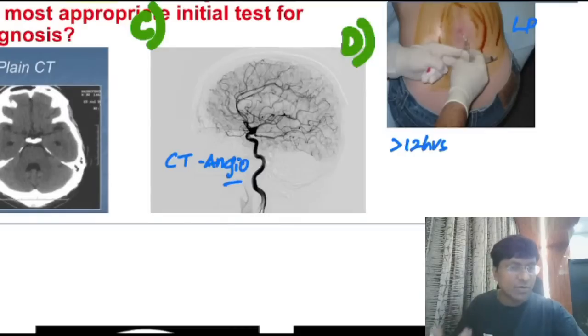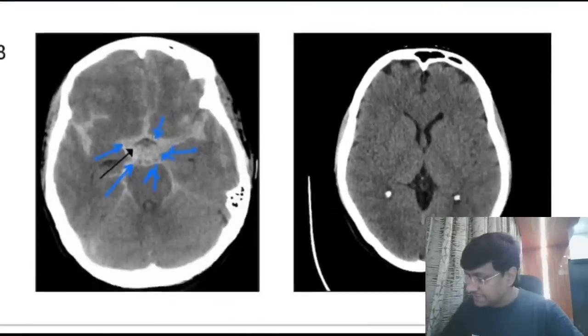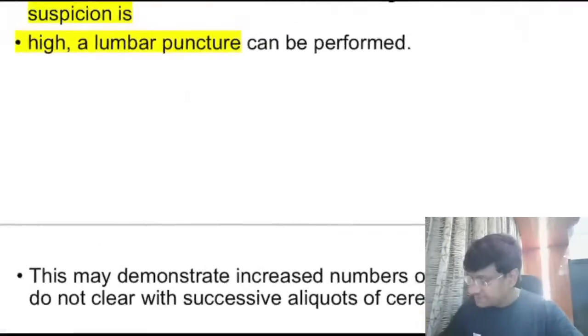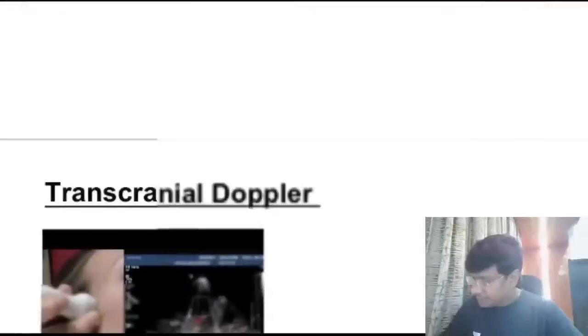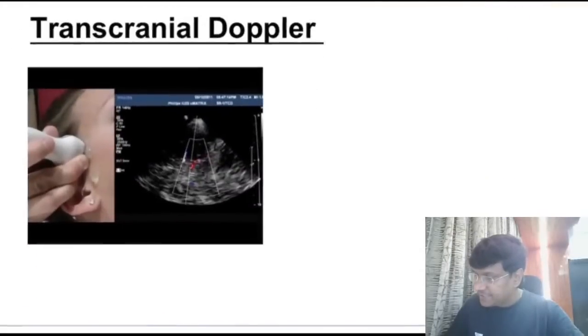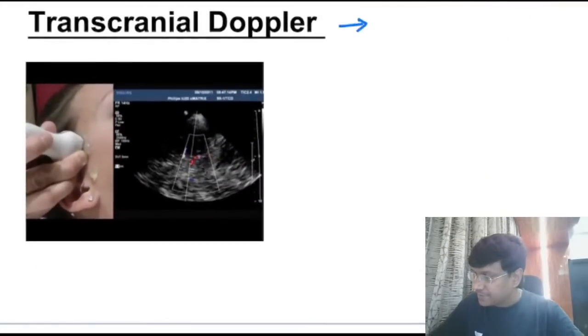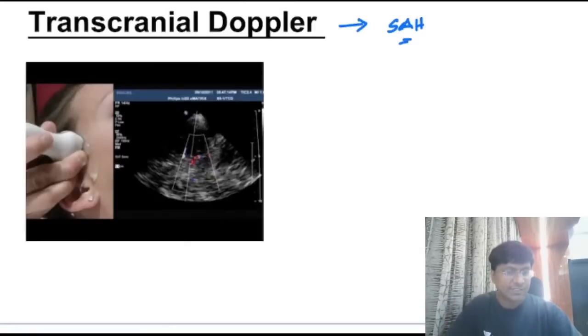Now, I'll show you one more important investigation in subarachnoid hemorrhage. Tell me, what is the role of this investigation? Yes, please answer. Why is it being done in subarachnoid hemorrhage? Yes, can anyone answer this? Any one of you? What is the role of this transcranial Doppler?